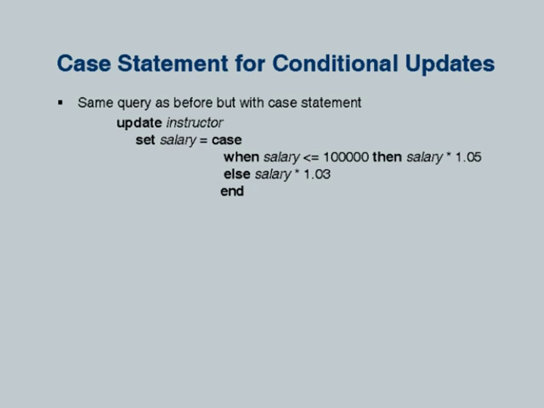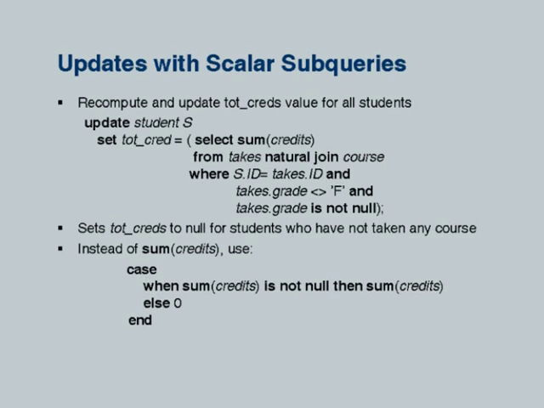So, now look in the main query, update instructor, set salary equal to case when this, then this, else this, end. Note that this is very safe. I am just doing one scan of the relation. Depending on which condition is satisfied, I give a 5% raise or a 3% raise. It is safer than the previous one, it is also more efficient. So, that is a very useful construct.